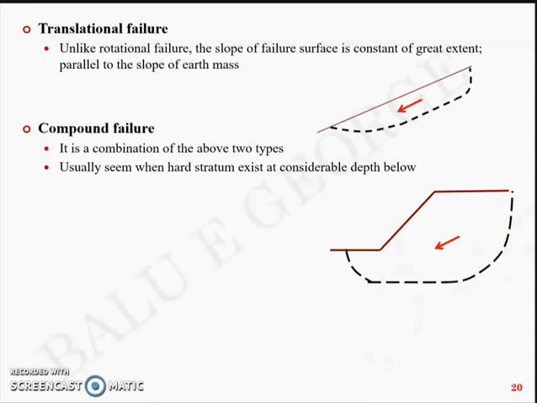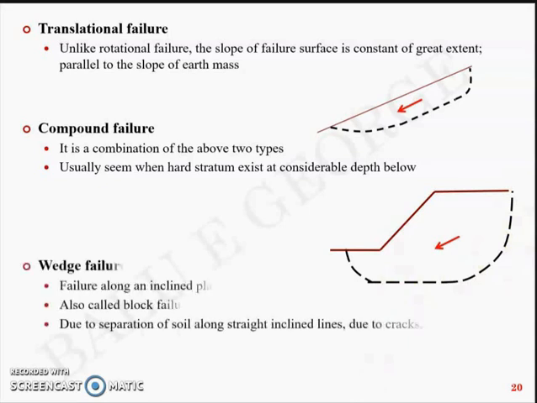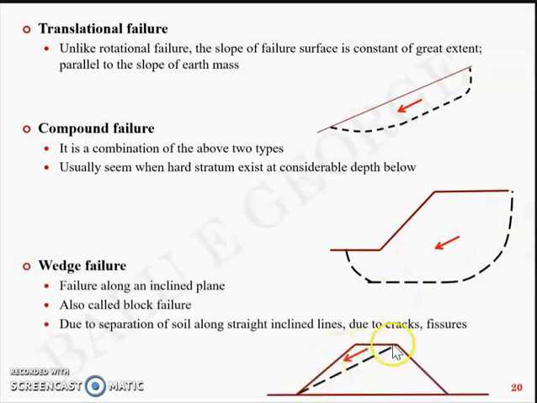Now the last type of failure is a wedge failure, where there's a wedge like this. The soil mass is not rotating, it's not translating, instead it acts as a wedge and moves downward. So the failure occurs along an inclined plane, quite like a block movement.